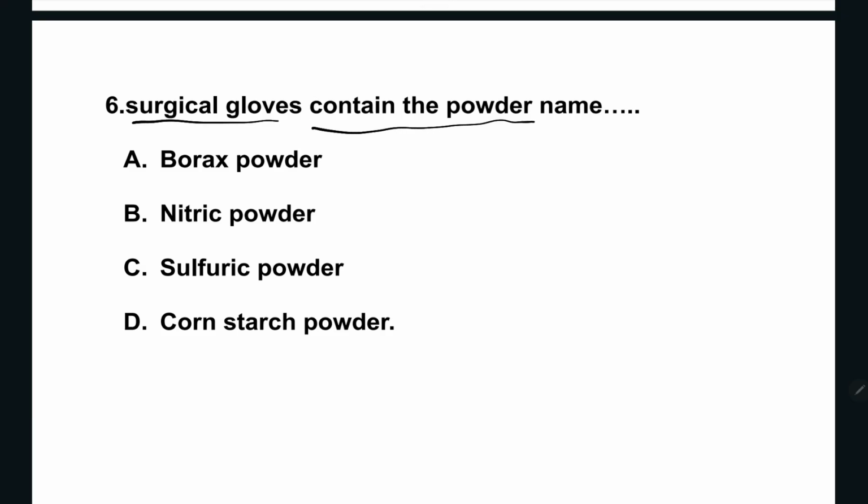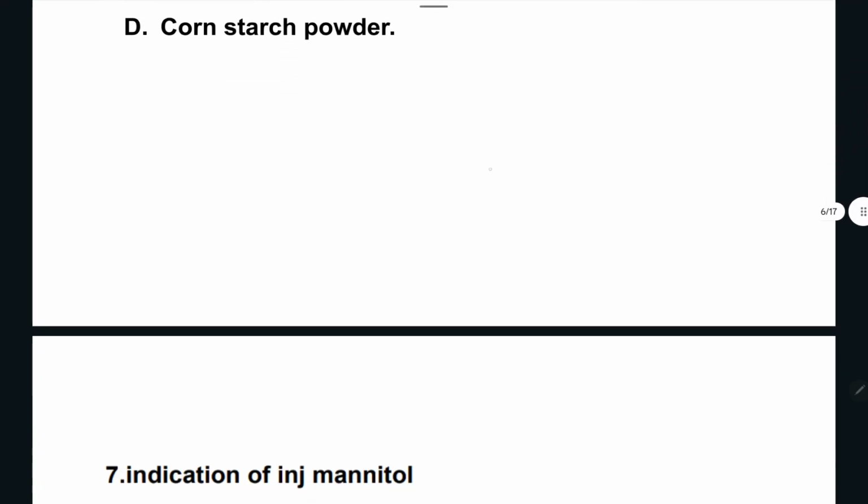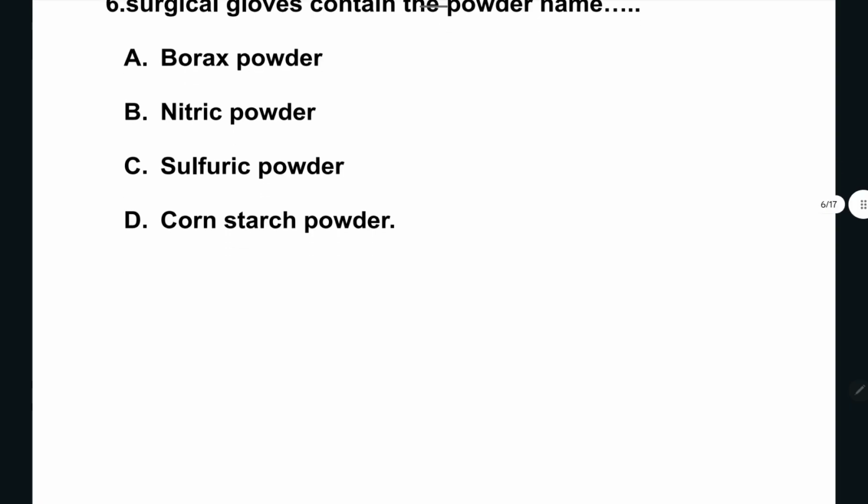The next question is surgical gloves contain a powder. If you observe the surgical gloves, inside we can see some white color powder. What is that name? Option A, borax powder. Option B, nitric powder. Option C, sulfuric powder. Option D, cornstarch powder. So what do you think? Option D is the right one, cornstarch powder. The function of this powder present in the surgical gloves is to make them easy to wear on the hand. So the name of the powder is cornstarch powder. Mostly it is used for rubber materials.